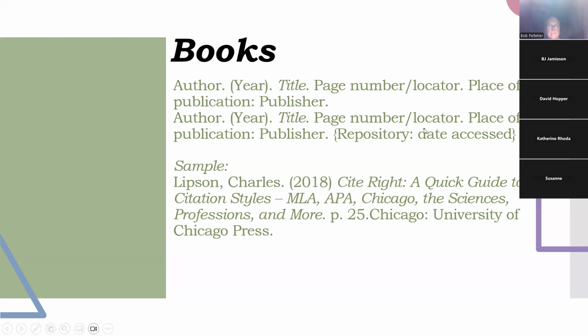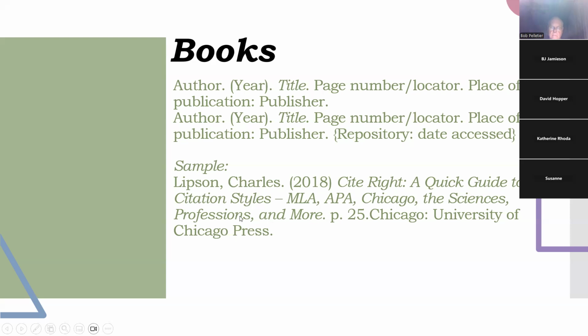This second one here, where I put repository and date accessed, I'll show you some examples of this later. This is where if you've looked at something online, say you've looked at Family Search or Ancestry or archive.org, you would put the website and the date you saw the book.